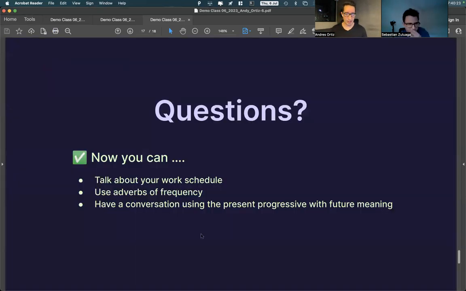So now all of you guys can now talk about your work schedule, use adverbs of frequency, and you can have a conversation using the present progressive with future meaning.